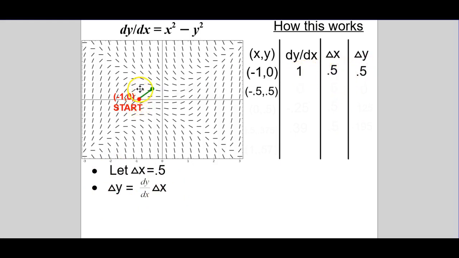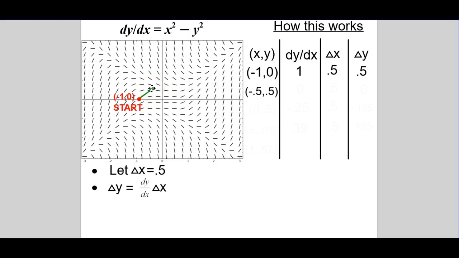So I essentially went up 1/2 and over 1/2. And what I've done is I've created a new point, negative 0.5 comma 0.5. That's the approximate value that I found using Euler's method for x equals negative 0.5. But I want to get all the way to x equals 1. And so we're going to repeat this process 3 more times in total.